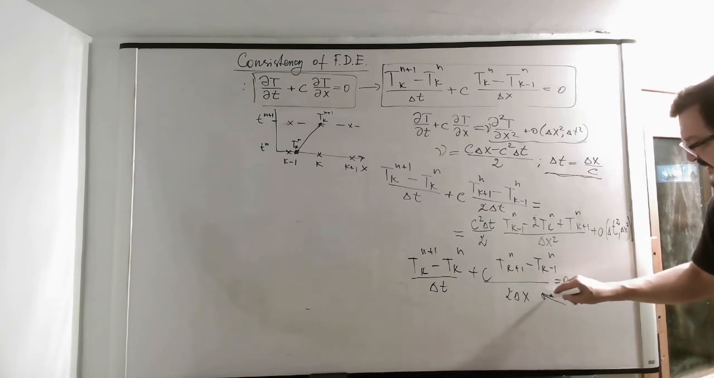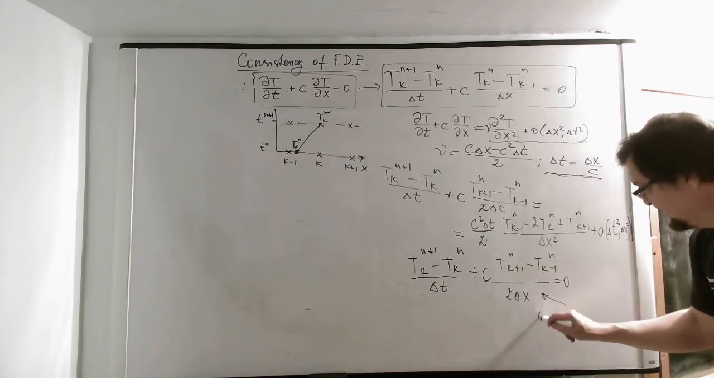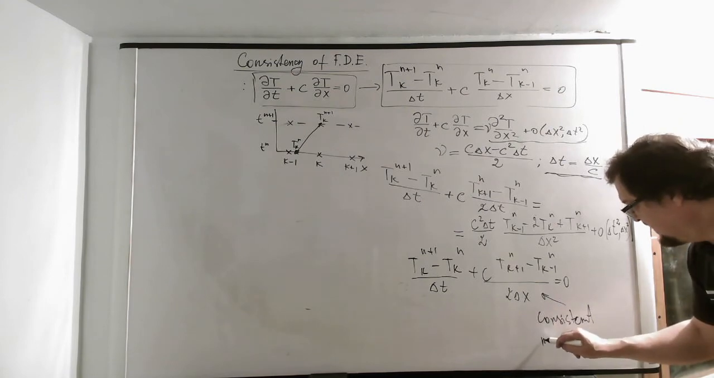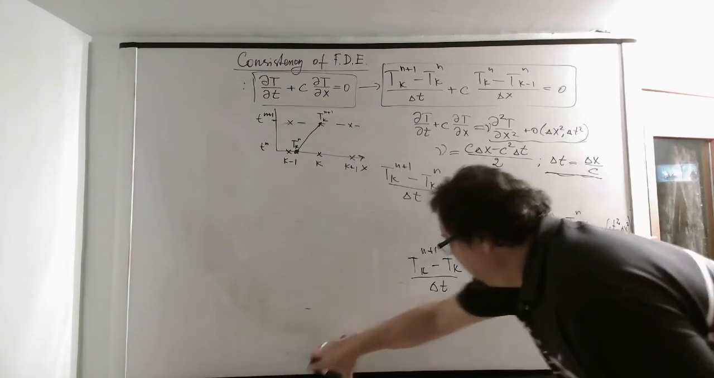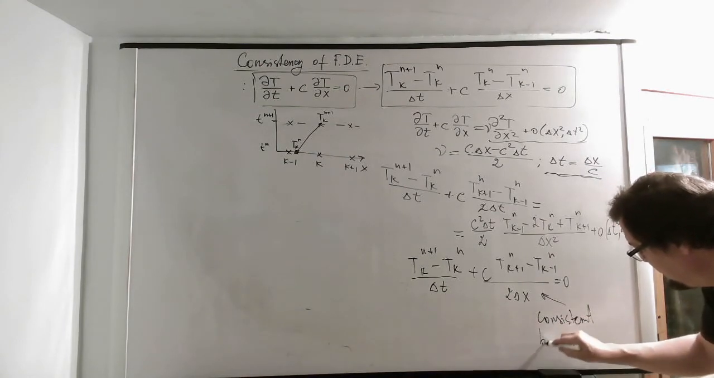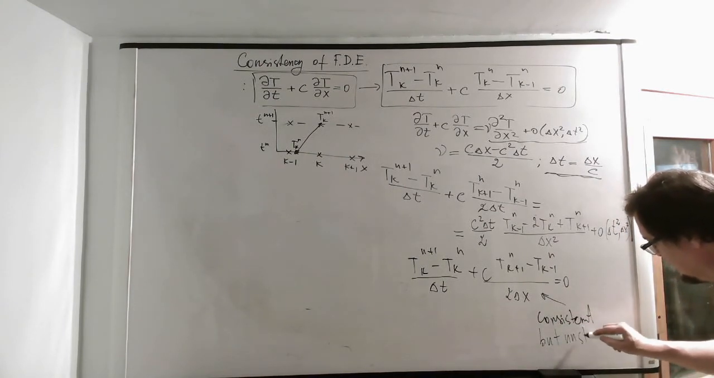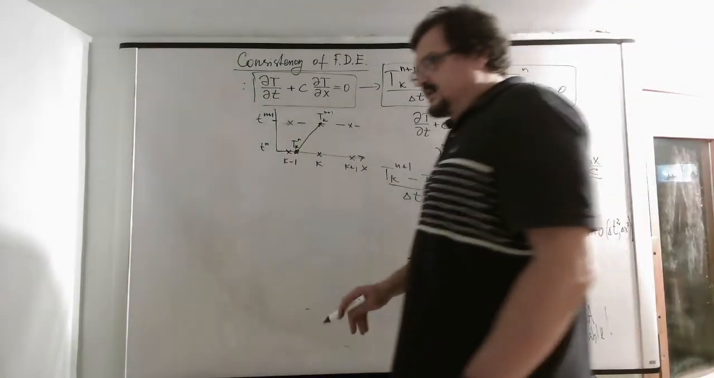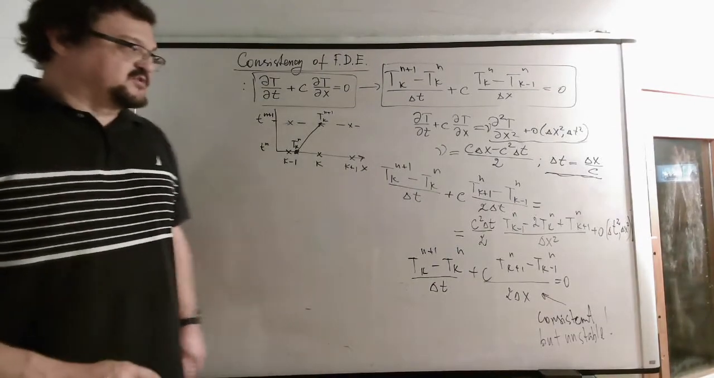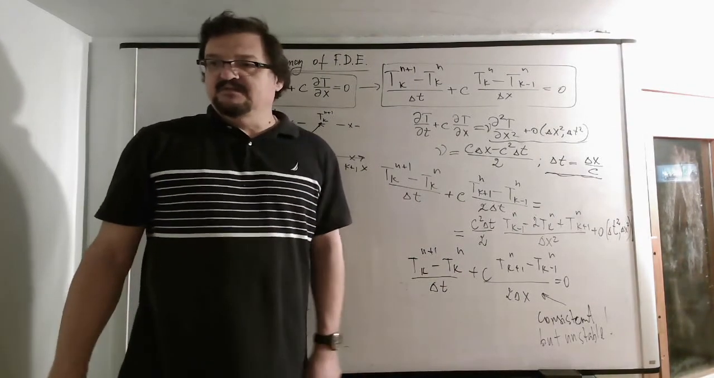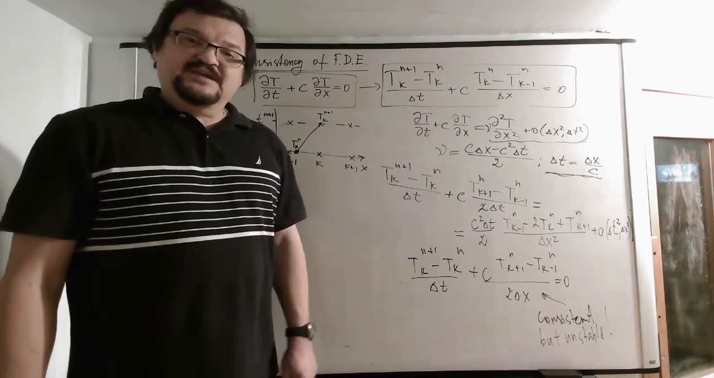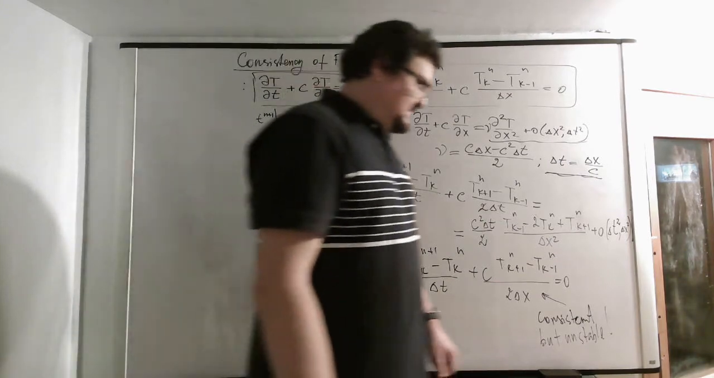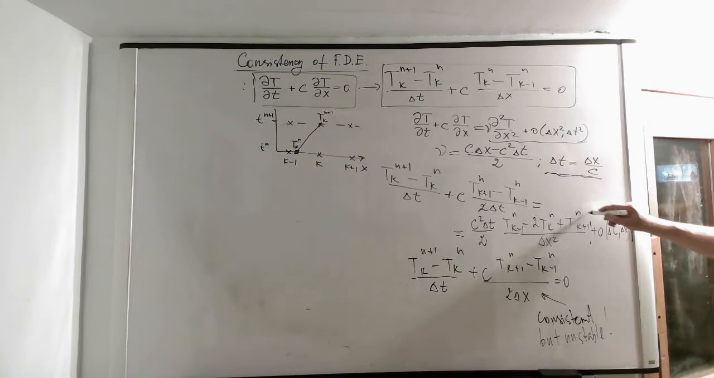Then you would find out that this scheme is consistent. So it's consistent. But it's unconditionally unstable. So this scheme would blow up no matter what time step, no matter what grid spacing you use. This scheme is absolutely unstable, unfortunately. It would be great if it was stable. It's a simple scheme, but it cannot be used. It's unstable.